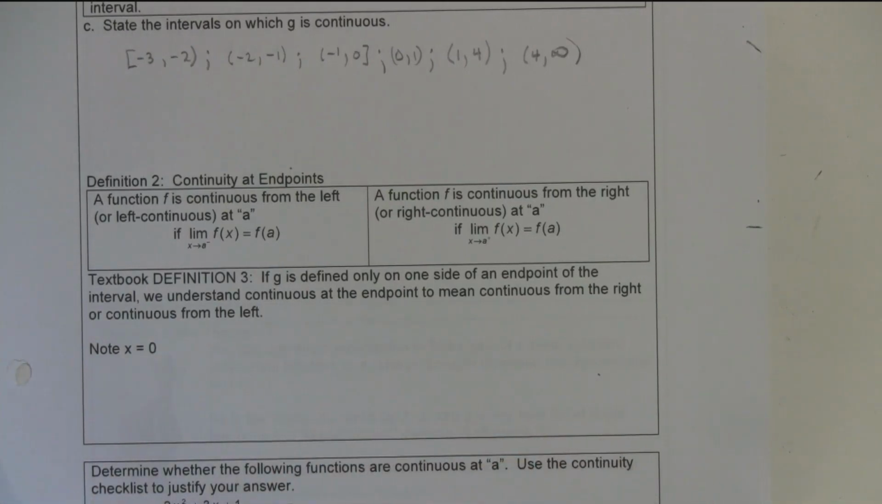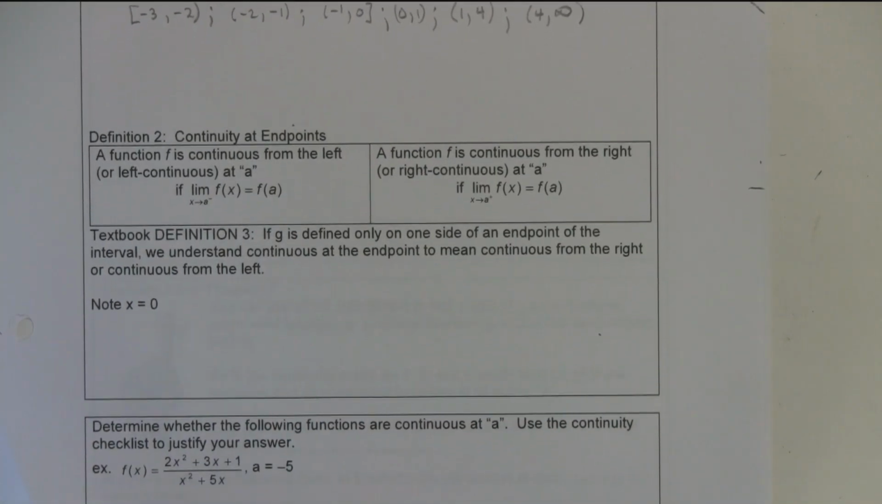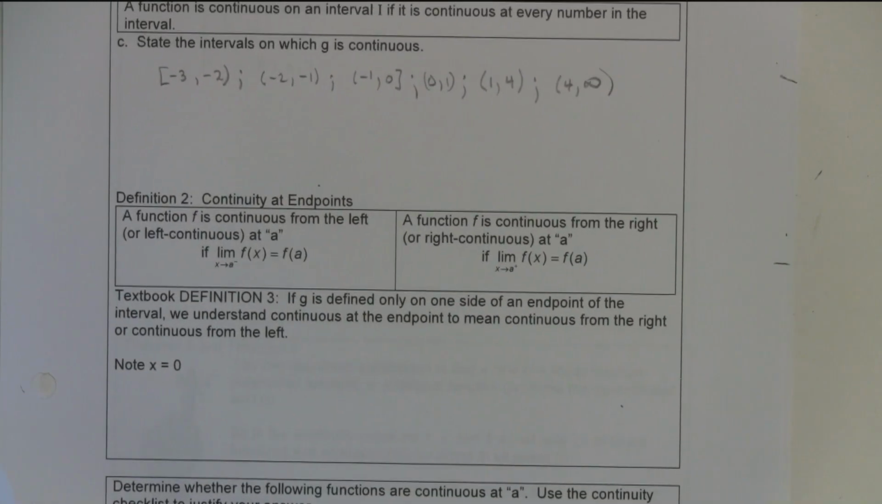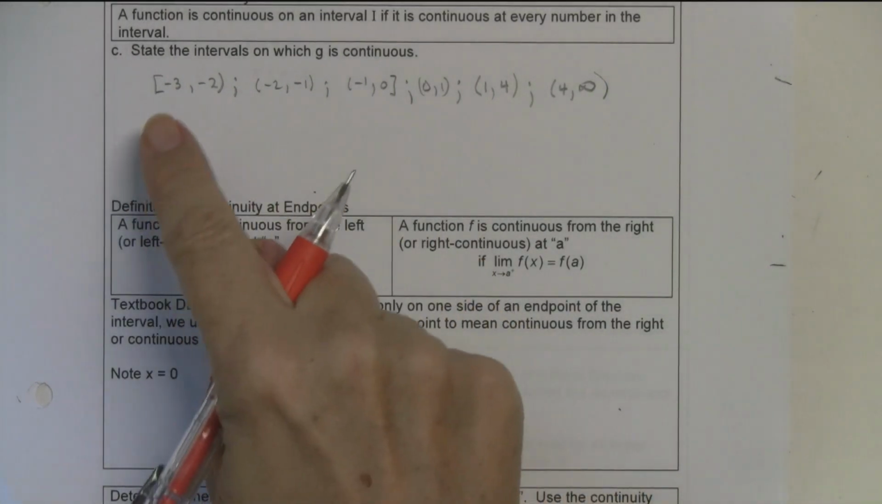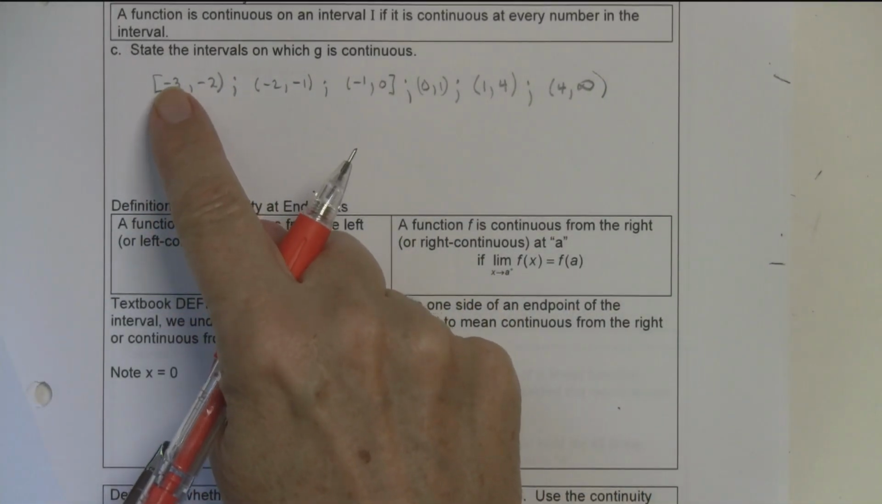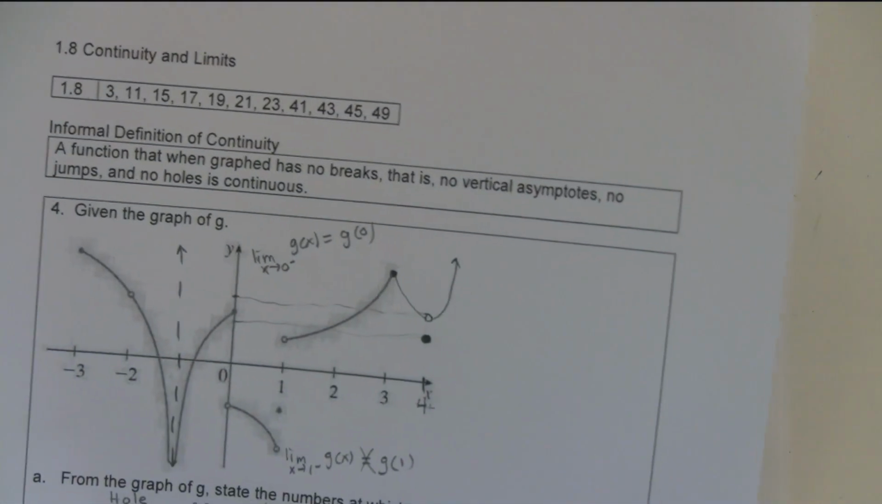So anyway, that's the story. What do I say there? Did I want us to fill in something, or was I just trying to make a note that 0 was different because it had the left-hand continuity? Textbook definition 3: if g is defined only on one side of an endpoint of the interval, we understand continuous at the endpoint to mean continuity from the right or from the left. And so we actually have that here also at -3. That was actually right-hand continuous there at -3.